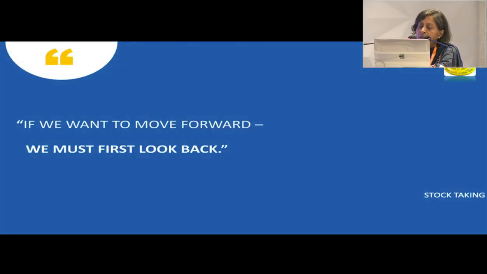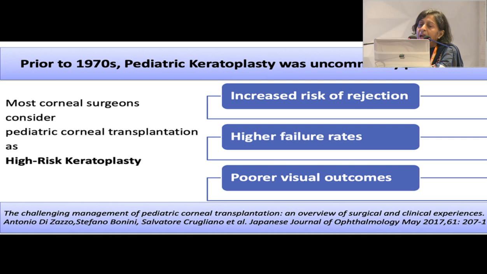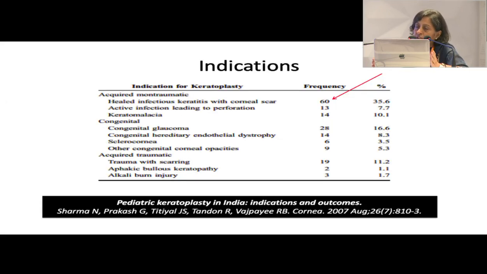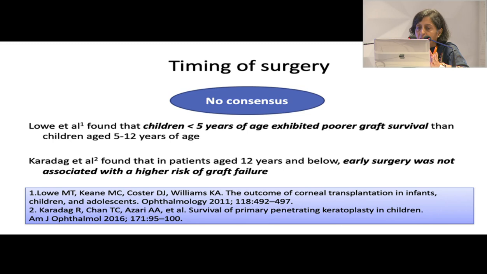The other thing is that we also need to be aware from the past of the increased risk of rejection, failure rates, and poor visual outcome, which is what was generally accepted. Now let's talk about the increased risk of rejection. From the past, we should know what the rate of rejection is. We know it's high, there's no doubt about that. Now the timing of surgery, again, there is no general consensus depending upon which way you look at it, but as of today, as early as possible.